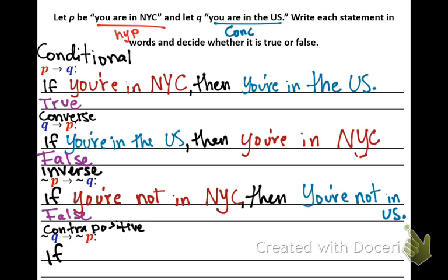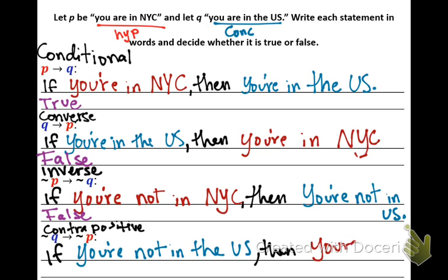So what will the first part of my statement look like? If you're not in the U.S., then you're not in New York City. Do we agree or disagree? We agree. It's true. There's only one New York City in the entire world, and it's New York, New York. Good. Go ahead and flip.